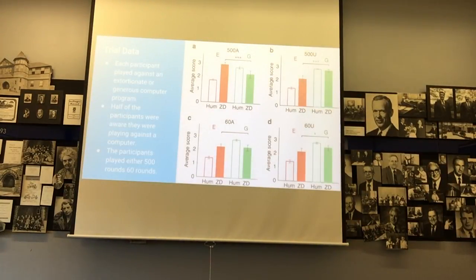And they did a study with 8 different groups. So 4 of the groups played 500 rounds of the Prisoner's Dilemma. So they basically had to choose to cooperate or defect 500 times. The other 4 groups chose to cooperate or defect 60 times, so they put 60 rounds. And then in each of those amounts, 2 of the groups were aware that they were playing against a computer opponent, and 2 of the groups were unaware.